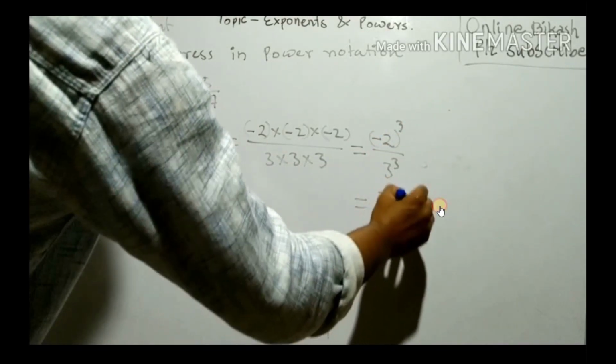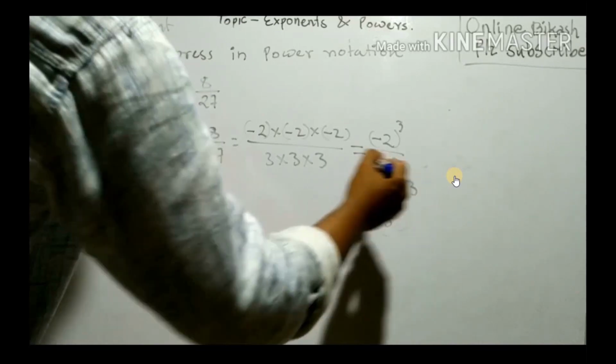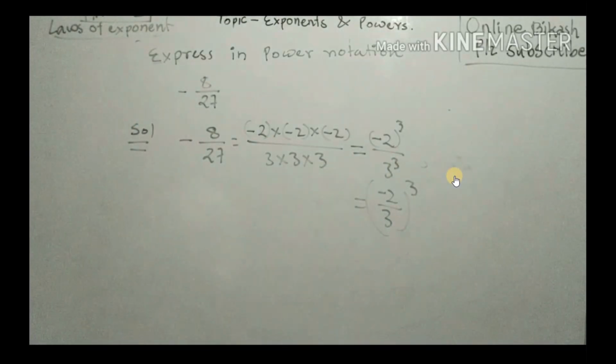And we already learned in the starting of this video that whenever the powers are the same in a fraction, if the power of the numerator is the same as the power of the denominator, then you can write it as a whole power. Minus 2 by 3 whole to the power 3, or you can say minus 2 by 3 whole cubed. This is a very important thing.